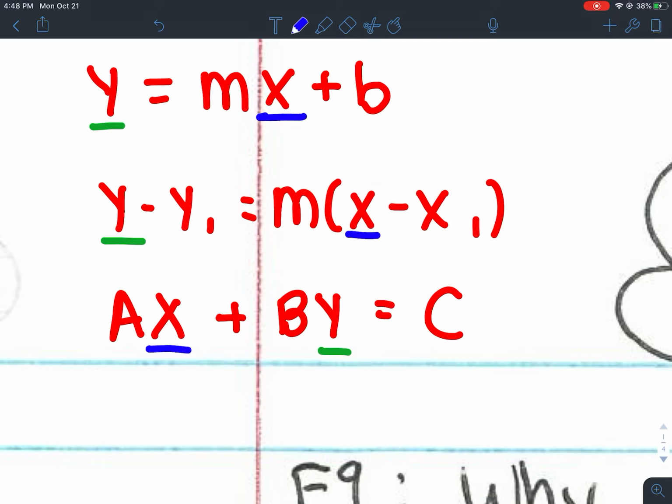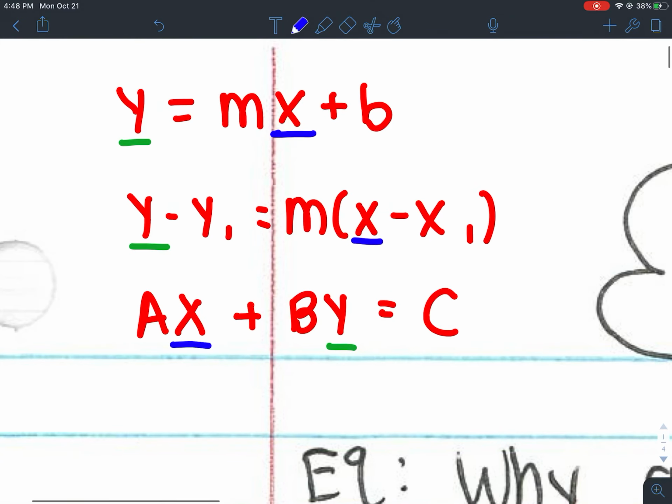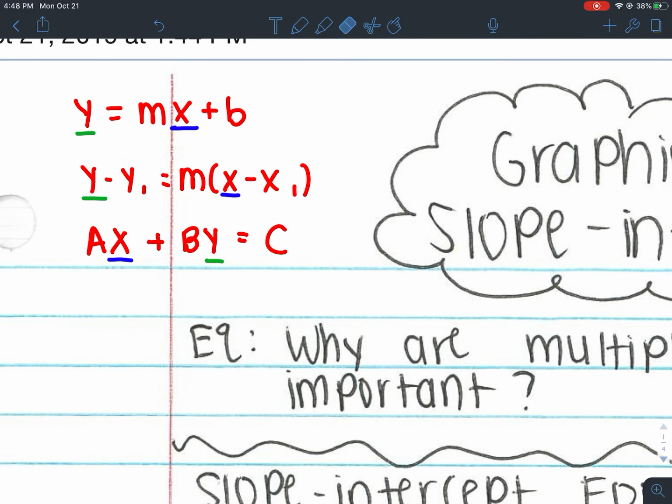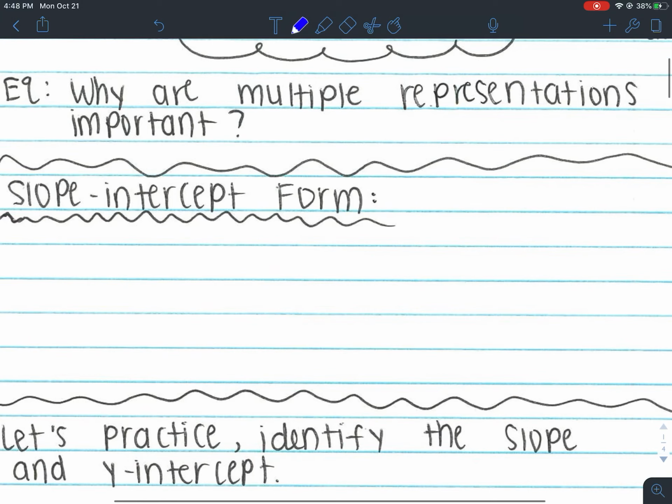So for every linear equation, I'm always going to have an independent variable and a dependent variable. So I only have an x and I only have a y. Or not only, but I have to have both of those in order to have a linear function. So the first form we're going to talk about is that first one, y equals mx plus b, also known as slope-intercept form. So let's go ahead and write that in. So slope-intercept form is y equals mx plus b.